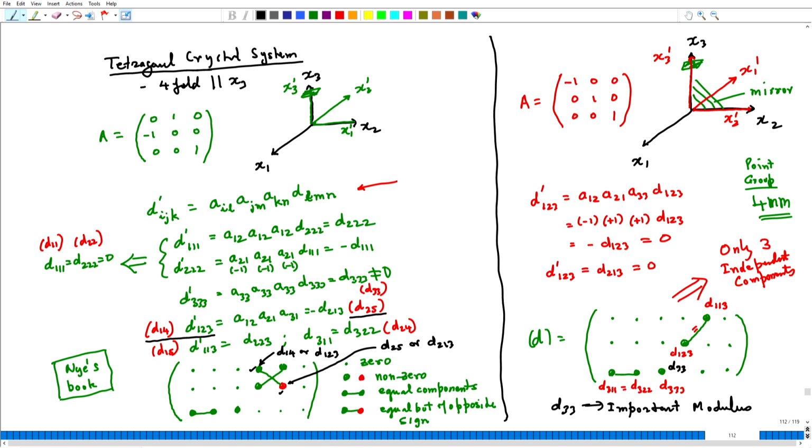So, therefore, if you take a material with this kind of space group or point group 4 mm, one has to look at the D33 modulus to see whether for the particular application you want to use that material, is that D33 high enough.